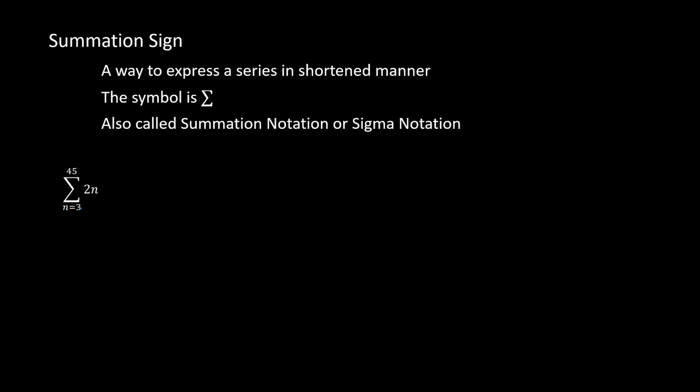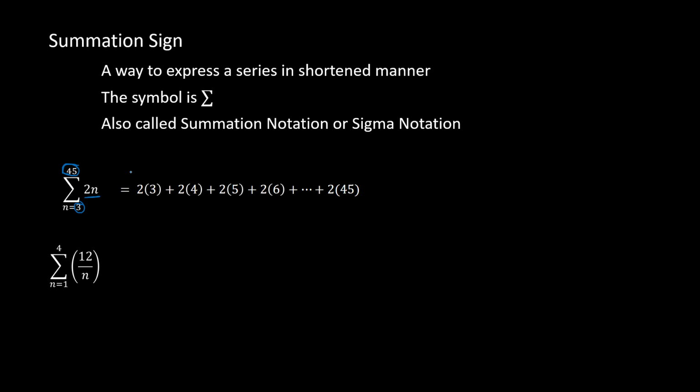Now how this works is here we see a sigma with n equals 3 on the bottom, a 45 on the top, and then 2n on the side. What this means is that we are going to look at the 2n, and in place of n, we're going to plug in every number starting from 3 all the way to 45. So I'd have 2 times 3 would be the first term, and then I plug a 4 in for n to get 2 times 4, then plug a 5 in for n to get 2 times 5, plug a 6 in, and etc. Keep going until you reach 2 times 45. And you stop at 45 because that is the number on the top of the sigma notation.